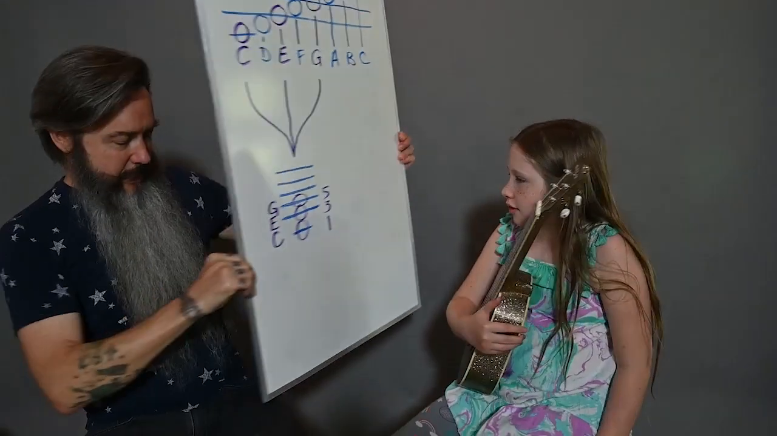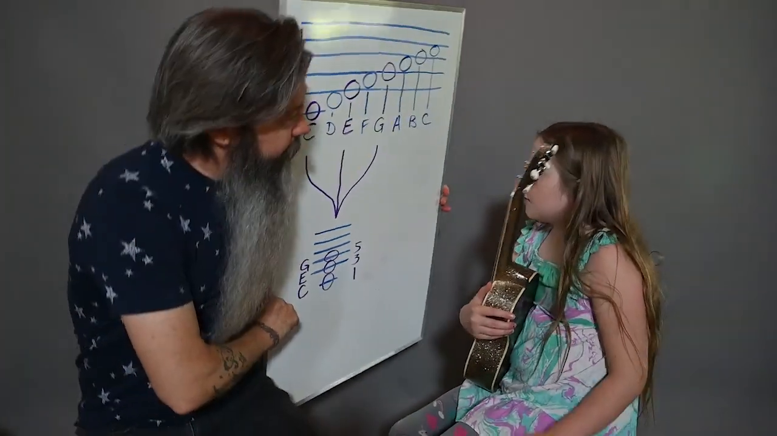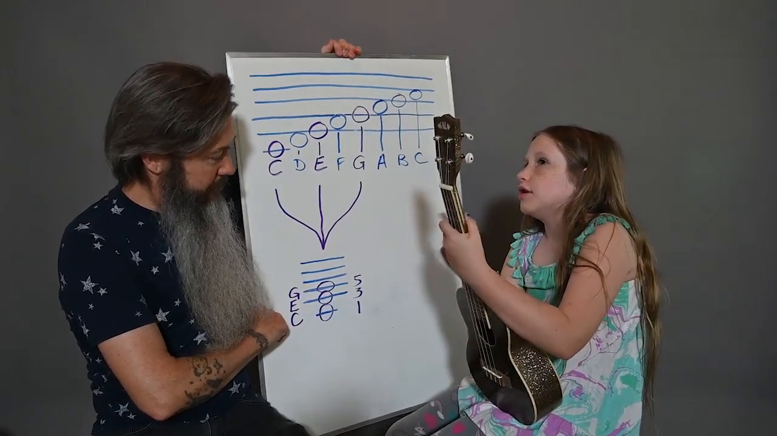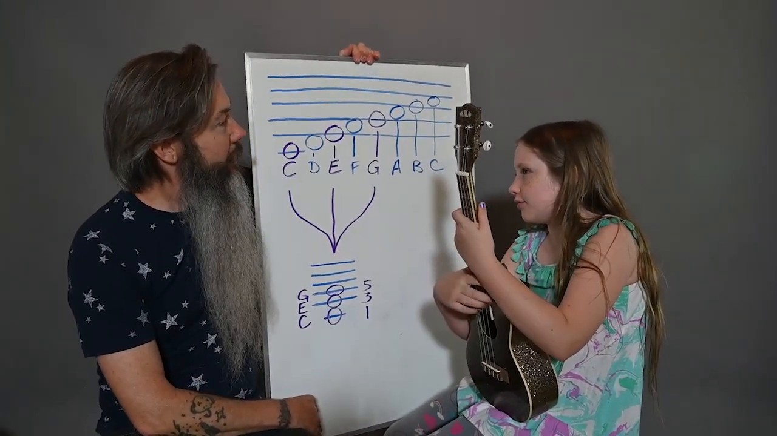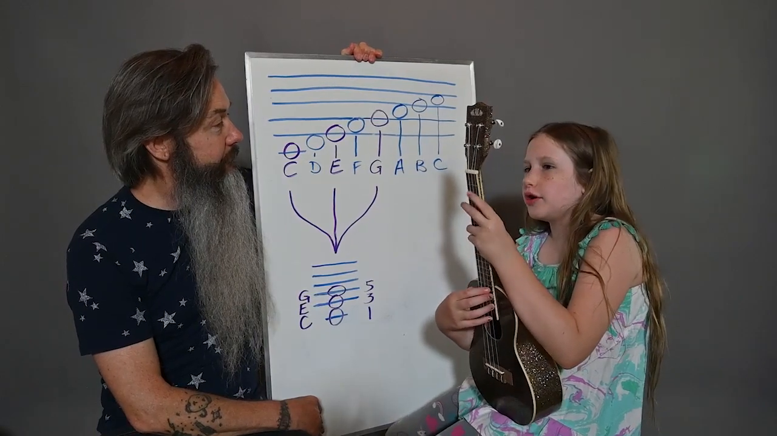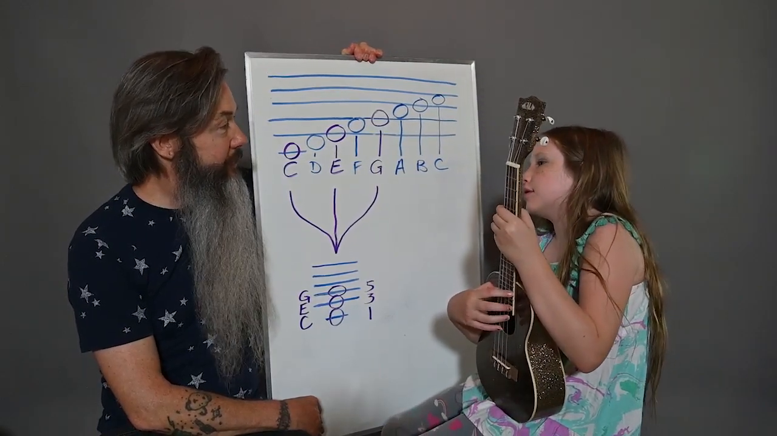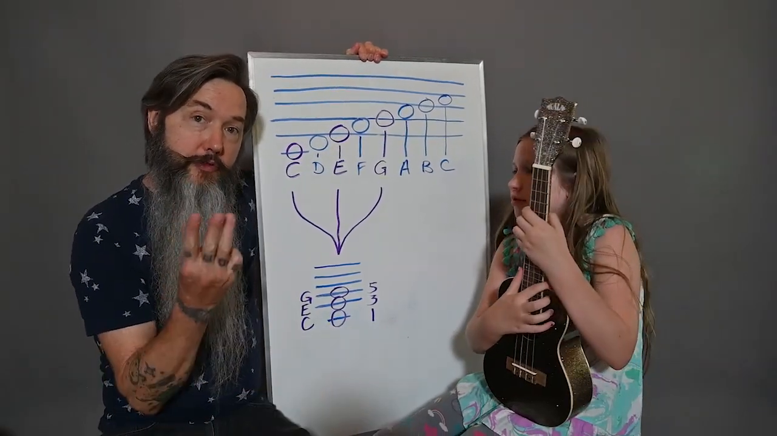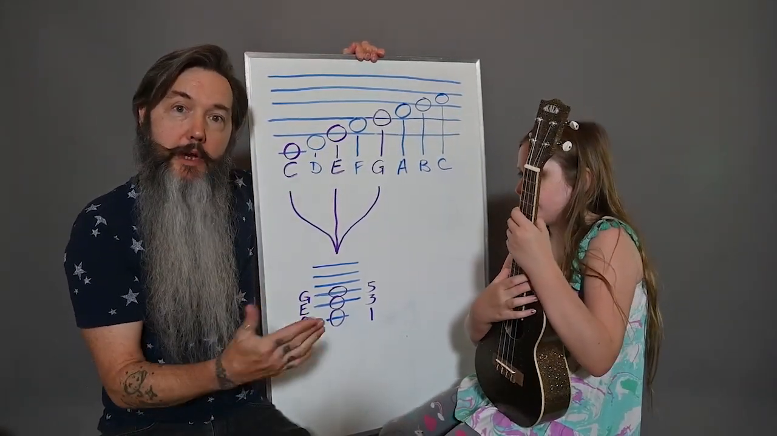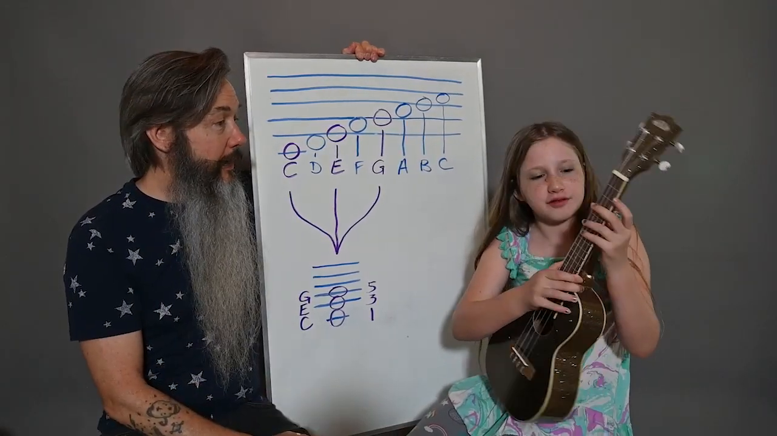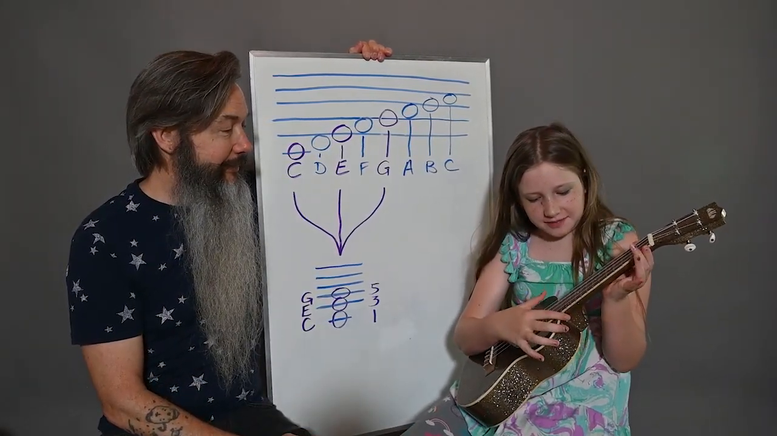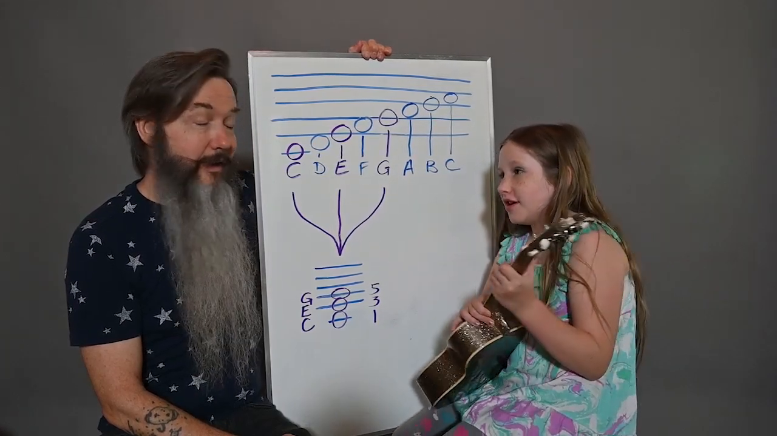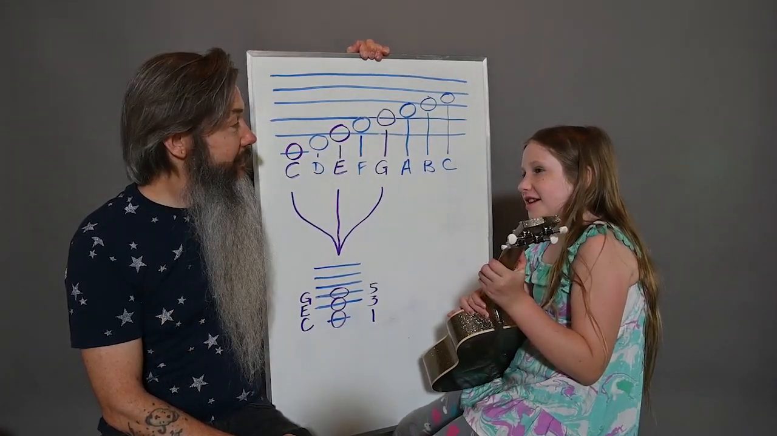So you can see, what is a chord? Well, a chord is three or more notes played together. In unison, that's right. Unison means at the same time. So, three or more notes makes a chord, which is sort of limiting on the ukulele because there's only 4 strings. There's only 4 strings, but there's a lot of frets.